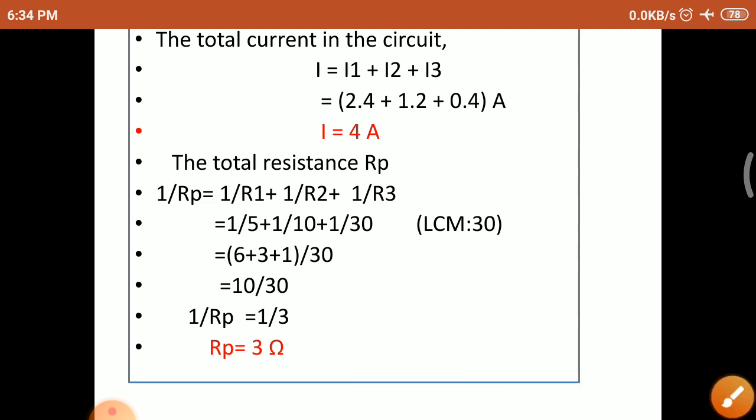I hope you understood. In a parallel combination of resistances, the voltage is the same across all the resistors, but the current is different in different resistors. So we can write I equal to I1 plus I2 plus I3 and V equal to V. For the equivalent resistance, 1 by Rp, the P represents the parallel combination, 1 by Rp equal to 1 by R1 plus 1 by R2 plus 1 by R3.